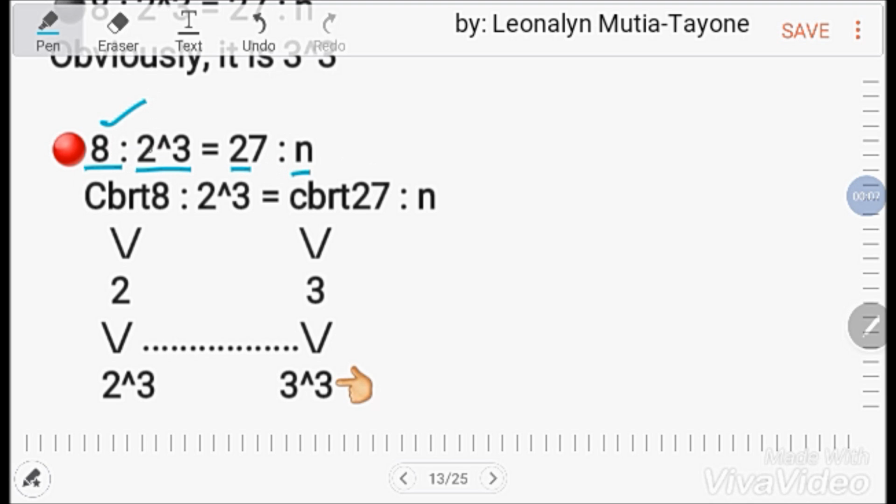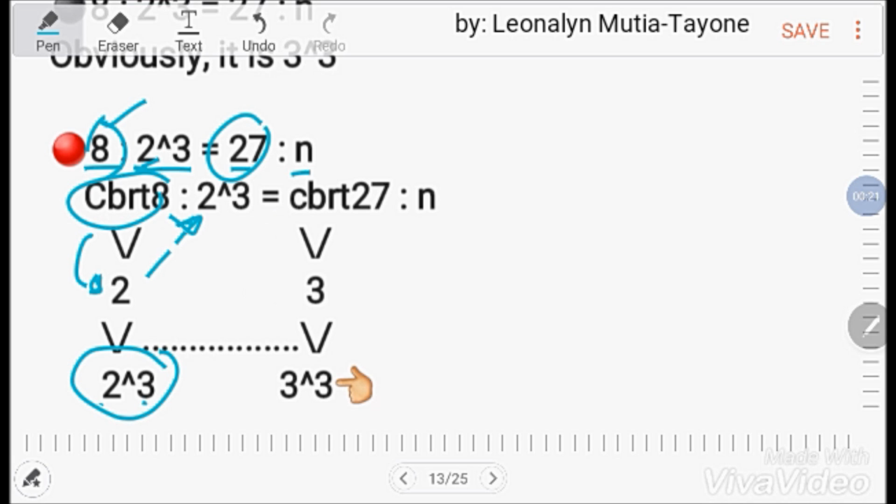Titingnan mo yung 8. Yung 8 naman, yung cube root ng 8, 2. Diba 2 na ito? Yung 2 na yan, nandyan na yan. Cube root siya. So, ito yon. 2 raised to 3, 8 ang answer dyan. Ngayon, 27 ang given. Cube root ng 27, 3. So, ito yung susulat mo. 3 raised to 3, and that is 27. So, ang sagot is 3 raised to 3.